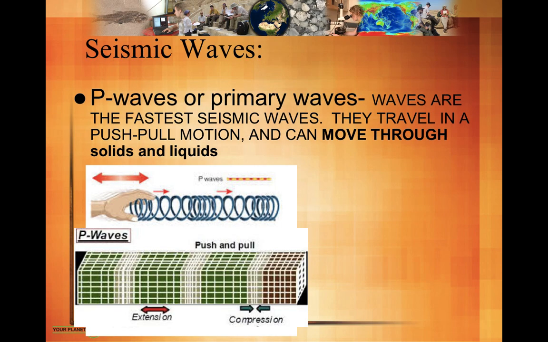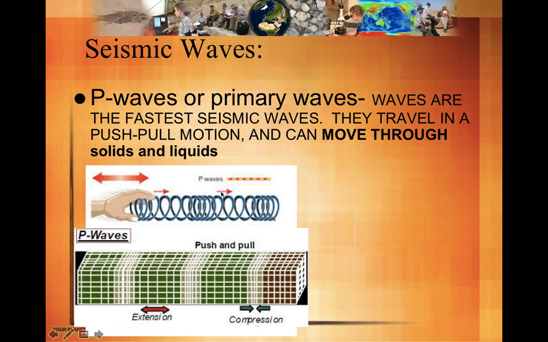The first type of seismic wave we're going to talk about is called a P wave, or a primary wave. These waves are the fastest seismic waves. They travel in a push/pull motion and can move through solids and liquids. You have to diagram these in your notes, so make sure you're drawing them. You can draw them in any way you'd like, whether lines or circles or whatever's easiest for you. But P waves are like a push and pull.